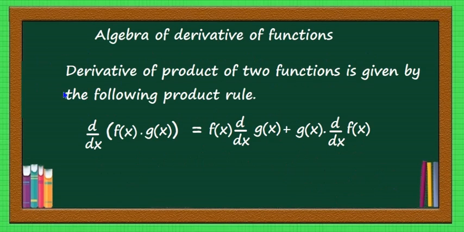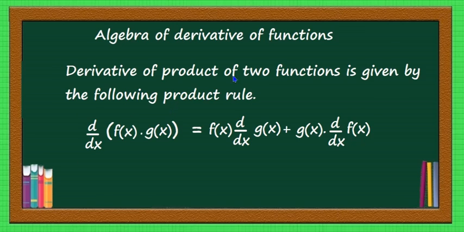Next, the third rule is the derivative of a product of two functions, which is given by the following rule, called the product rule. That is d by dx of f of x into g of x is equal to first function f of x into d by dx of g of x, second function, plus second function g of x into d by dx of f of x. And this is called the product rule.